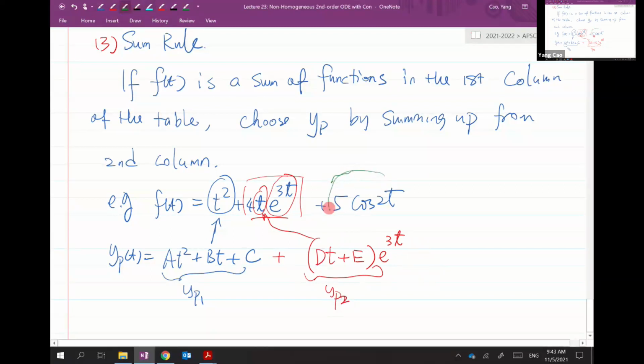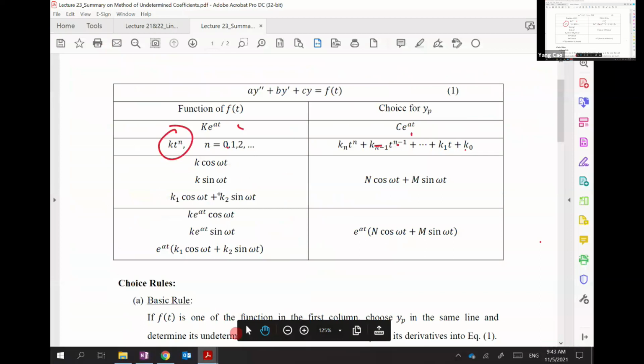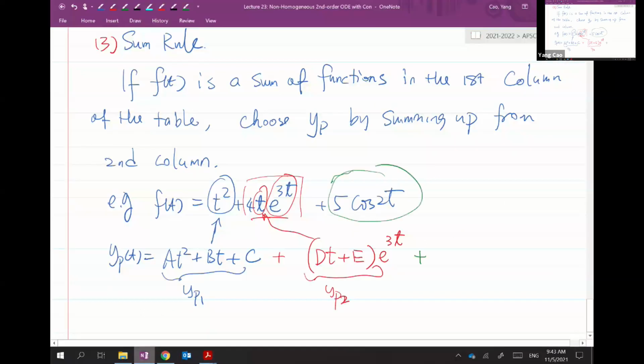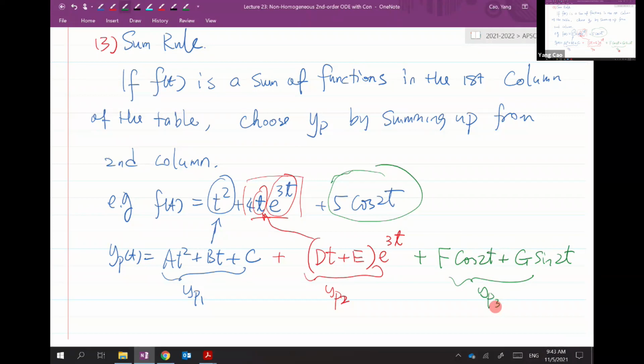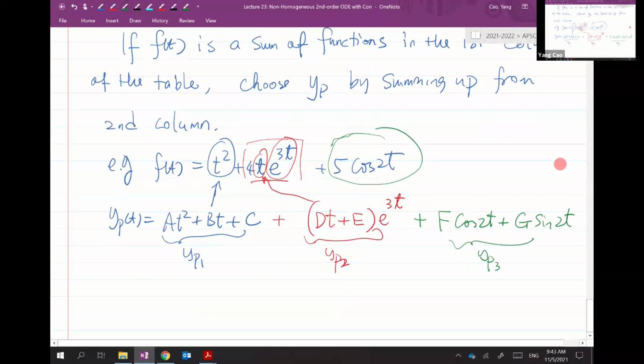And the last one is a sinusoidal function. So you go to your table, sinusoidal, which falls into here. So that's your choice. Choose a different constant: f cosine 2t plus g sine 2t. So that'll be a YP3. If you can simplify, then you can go ahead and simplify, but usually you don't need to.